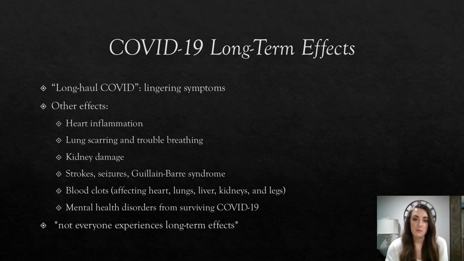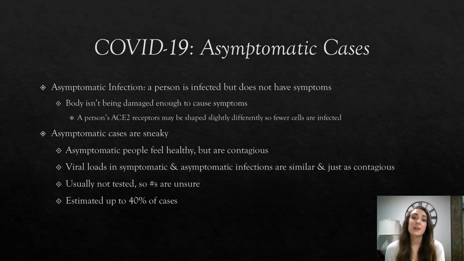So also, I want to point out, not everyone experiences long-term effects, but if the case is severe enough, it can cause long-lasting damage. So this stuff does happen. It is possible. Okay, I know asymptomatic cases are pretty weird and confusing, so I want to talk about those now. So an asymptomatic infection is when a person is infected, so that means the virus is in their body and that person is contagious, but that person doesn't have any symptoms.